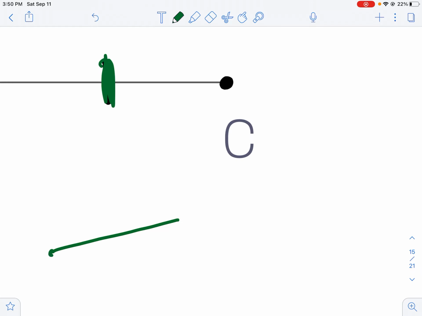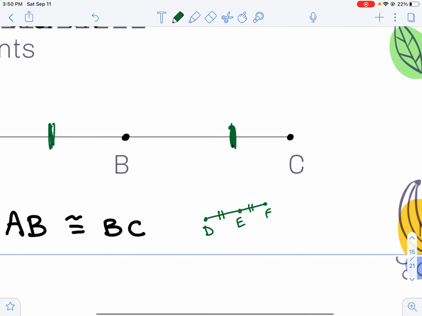If I had a second line segment, and I wanted to show DE was congruent to EF, I would use 2 tick marks now because I already used one up here. And it's really, really clear to us that DE is not the same length as BC, so I don't want to accidentally convince someone of that.